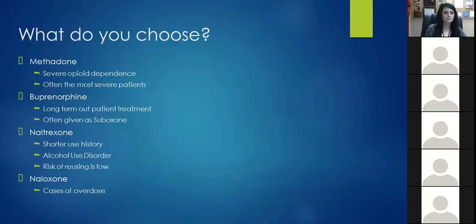And then naltrexone is going to be your kind of lower tier, where these are patients who have been off medication for a long time. Usually a shorter use. So not as long a history or a lower dose of opioid medication used. It's also used in alcohol use disorder. You want to make sure that the risk for the patients who are getting this medication are low, because, like I said earlier, if you're giving an antagonist and they're going to say take some opioid prescription medications, they're going to have to essentially outdo the negative effects of the naltrexone. Then they'll end up taking way too much.